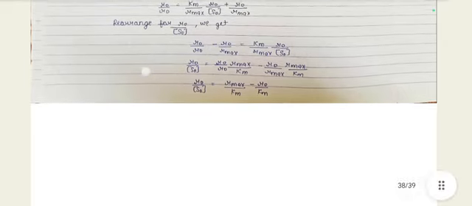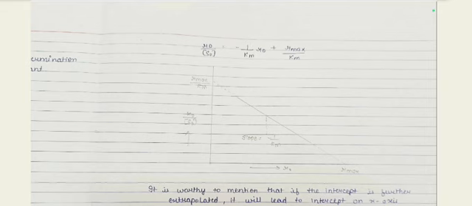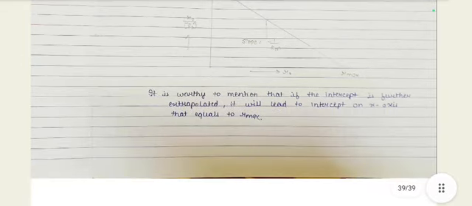R naught by S naught is equal to R naught by R naught R max by Km minus R naught by R max by Km. R naught by S naught is equal to R max by Km minus R naught by Km. R naught by S naught is equal to minus 1 by Km R naught plus R max by Km. It is worthy to mention that if the line is extrapolated, it will lead to an intercept on the x-axis that is equal to R max.